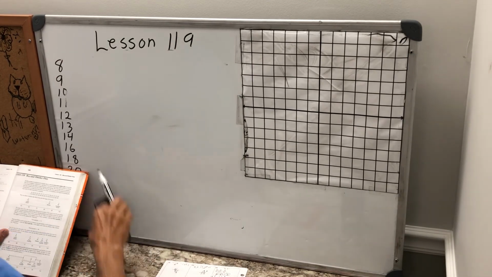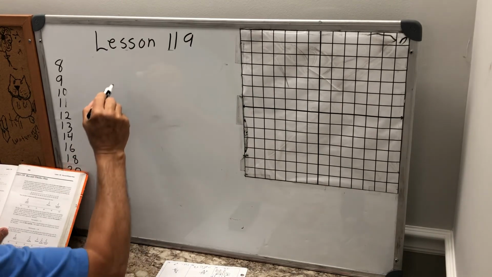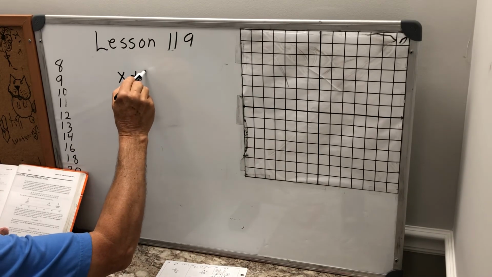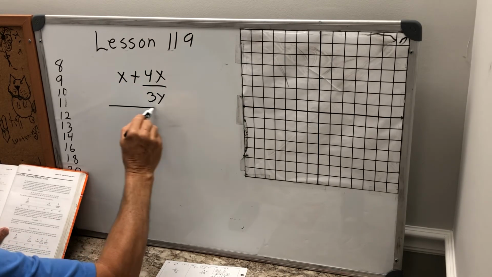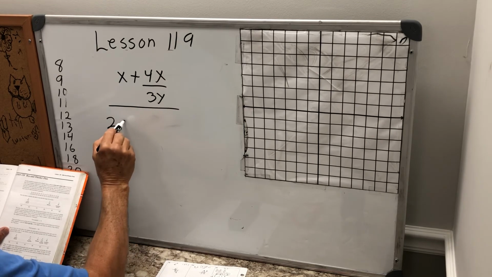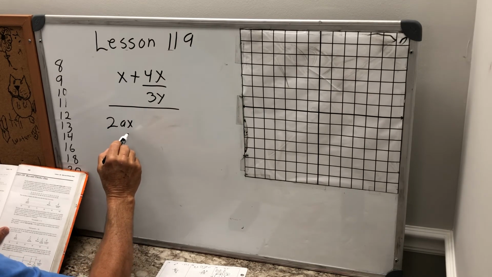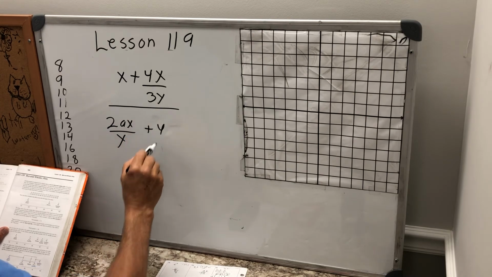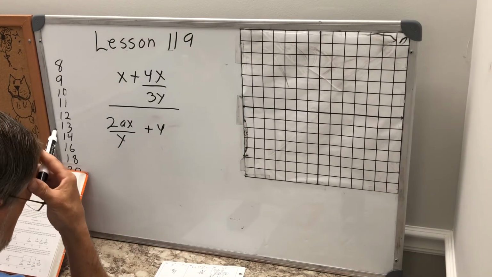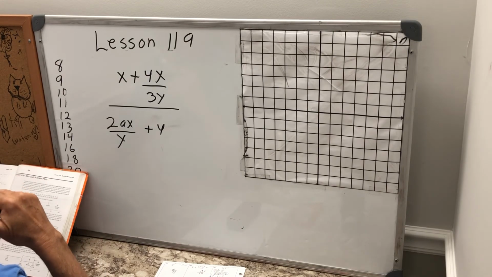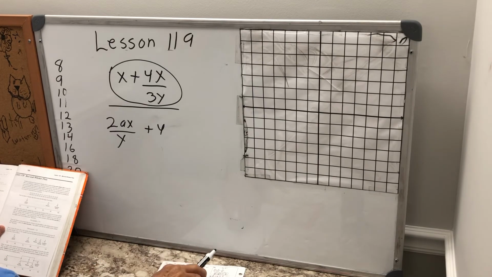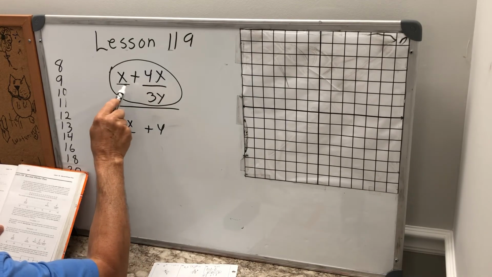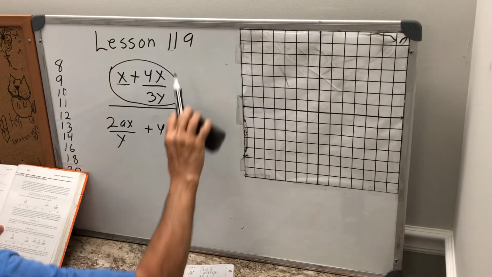You should know this. This is number 29, and here's what we have. X plus 4x over 3y. That's the original. 2ax over y plus 4. Many lessons ago, I stressed this point. First off, solve for the numerator. I'm going to erase this and redo it. What's our common denominator? 3y. And I'm going to add 3y to this side here. It already has it here.